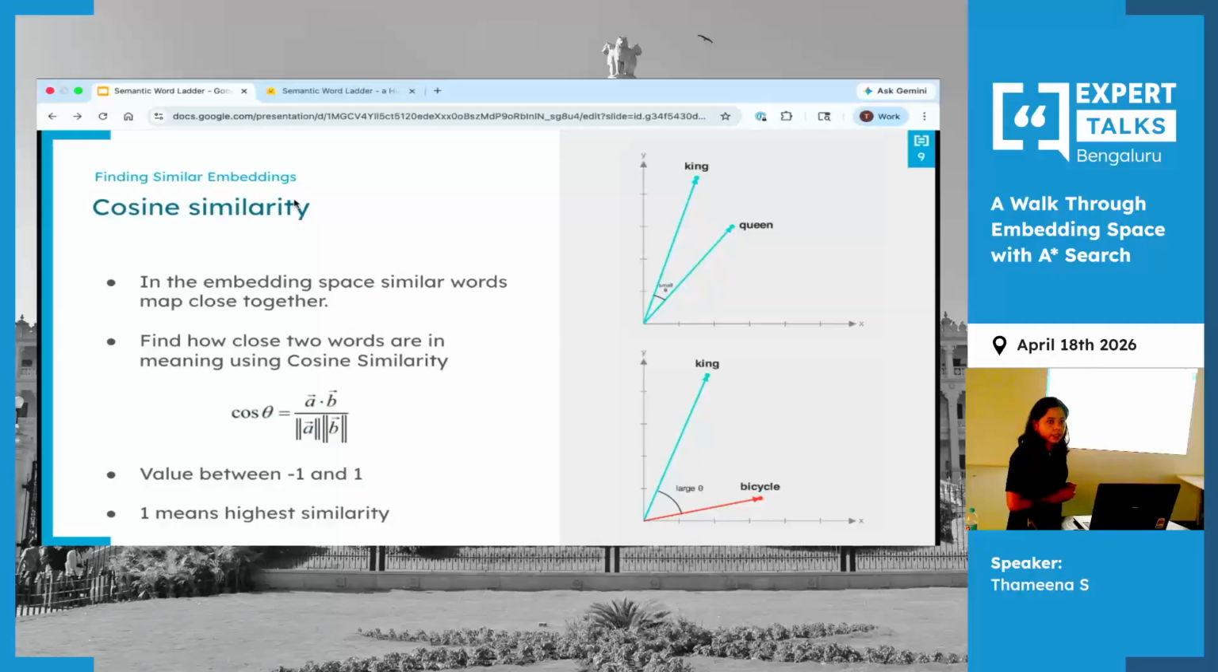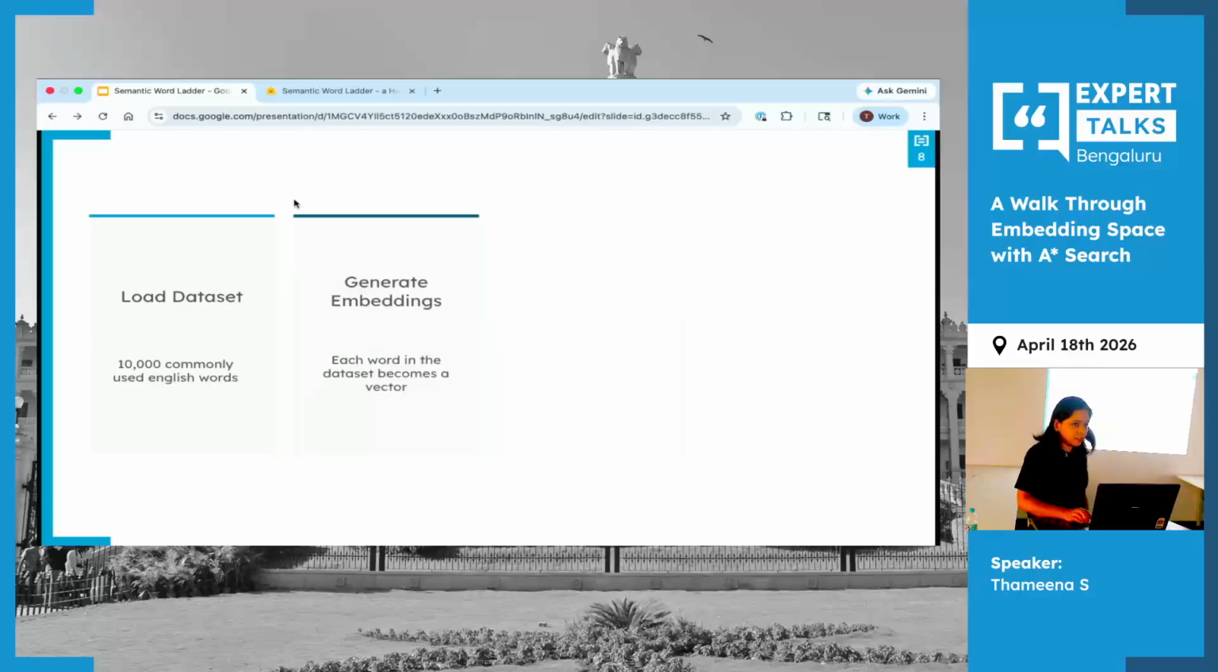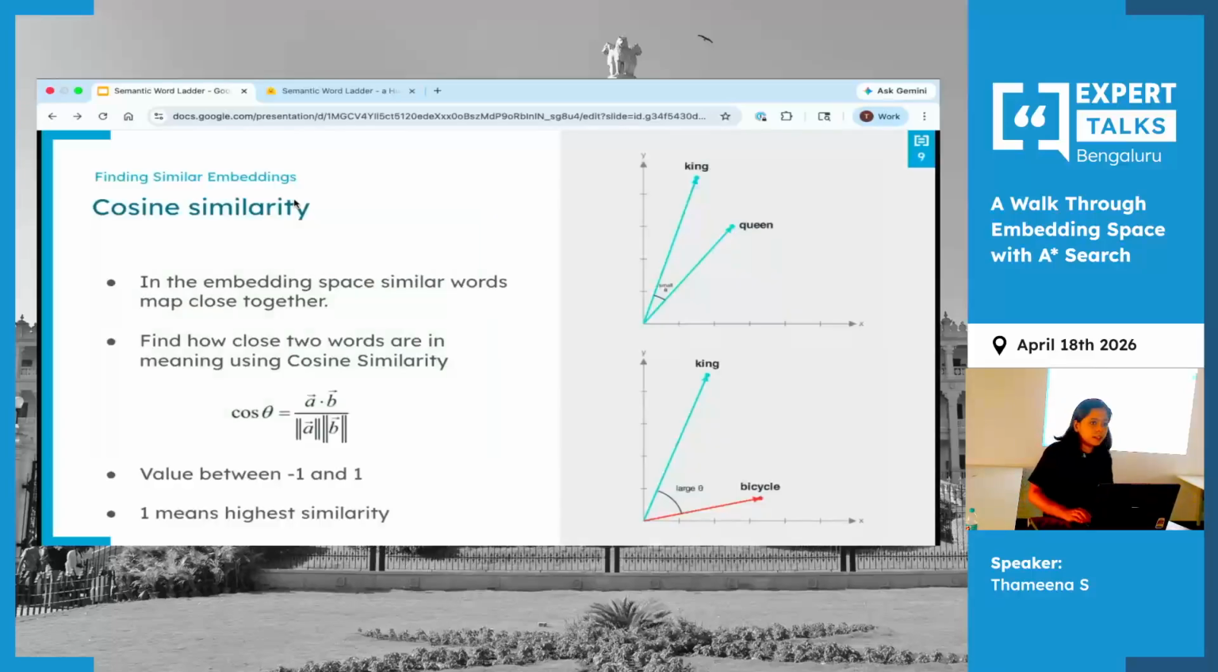Can I ask a question? Yes, go ahead. Whatever we showed so far, like king, queen, it was a vector with a single dimension kind of thing, correct? Not single dimension. It has 384 dimensions. So yes, 384 dimensions. Oh, so this is hypothetical. I understood. You can't plot 384 dimensions in 2D.